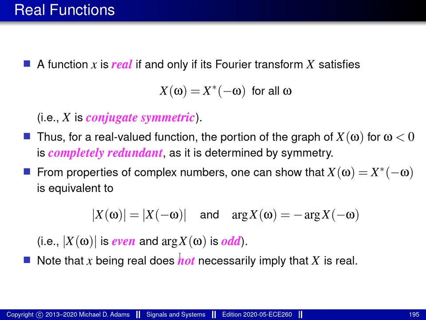And just as one last comment, I'd like to point out that the function little x being real valued does not necessarily imply that the function big X is real valued. In fact, statistically speaking, this is unlikely to be the case. In other words, if we just randomly choose a real valued function little x and take its Fourier transform, the chance that big X will be real valued is very small.